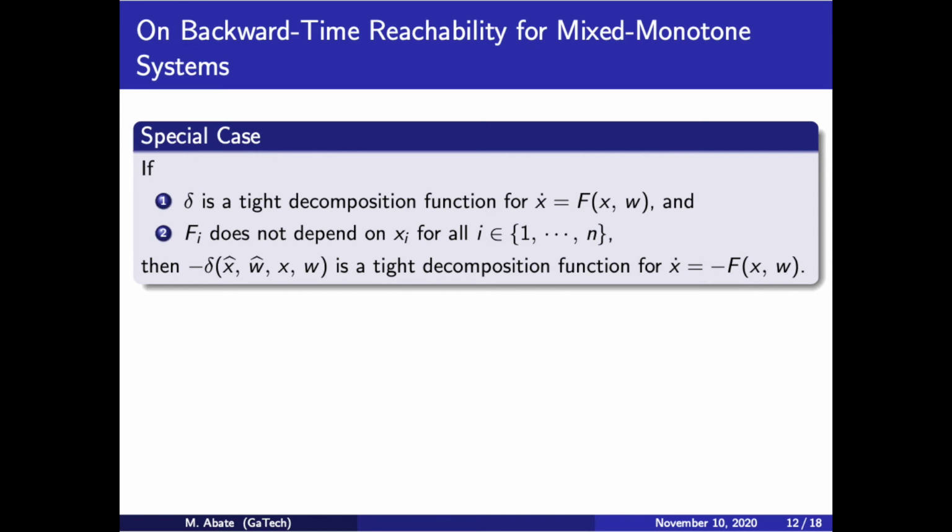And in particular, when f_i does not depend on the ith variable in x, then you can just form a tight decomposition function for the backward time dynamics by flipping its inputs and negating the sign.